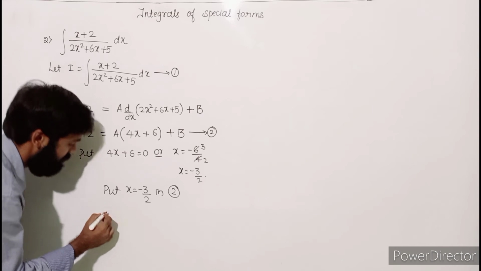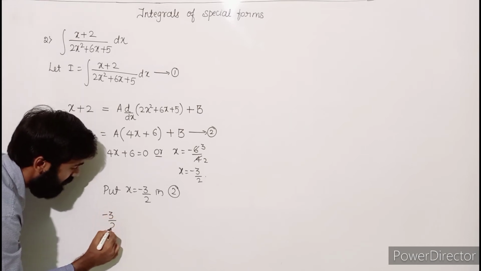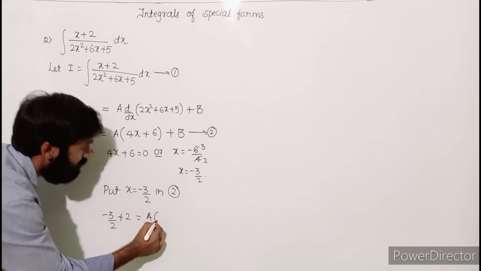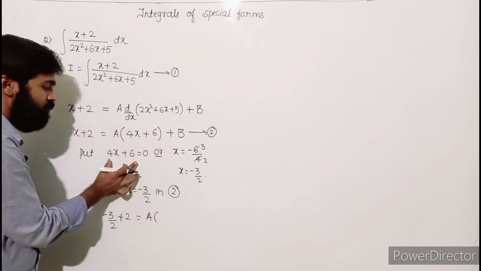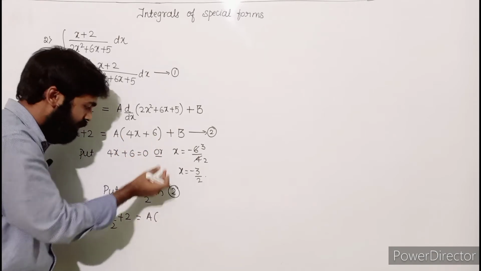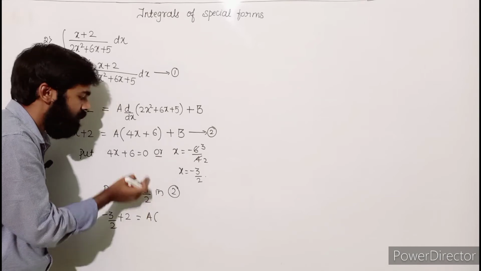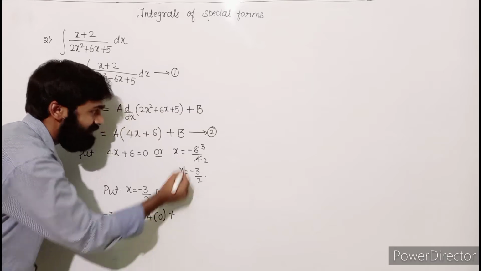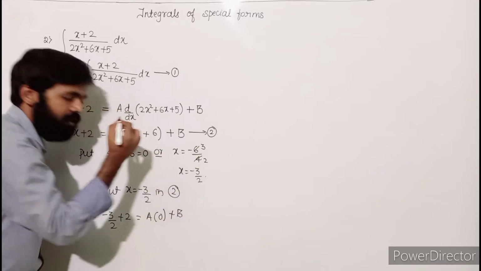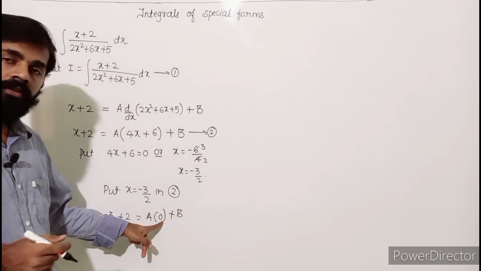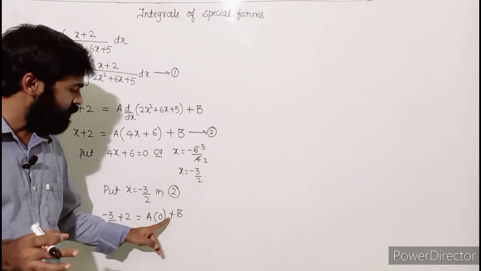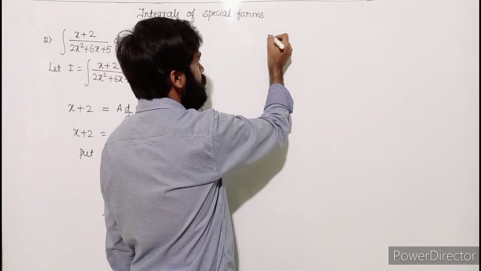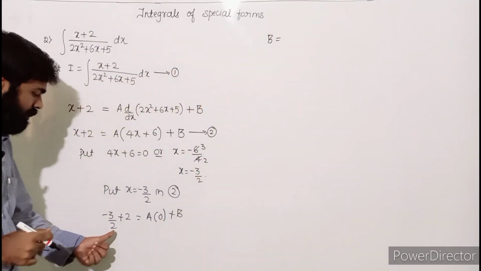X is minus 3 by 2 plus 2 equals a into this 4x plus 6, which is nothing but what? 0. That's how we got x equals minus 3 by 2, right? 4x plus 6, whole thing is 0. I'll write 0. Plus b I will write. Right. Now a into 0 is 0. So leave this 0 plus b, b. So what do you get? B equals, now see here, take LCM.